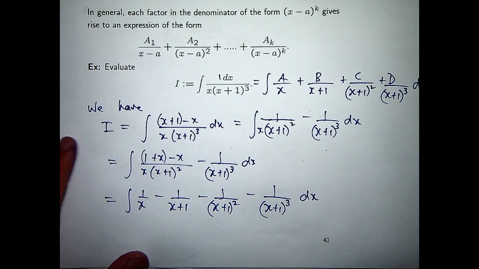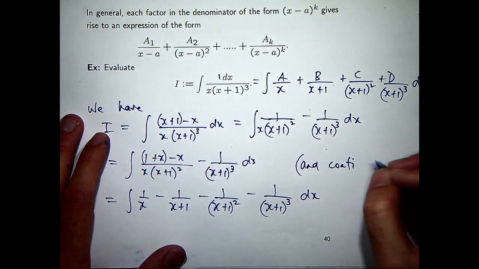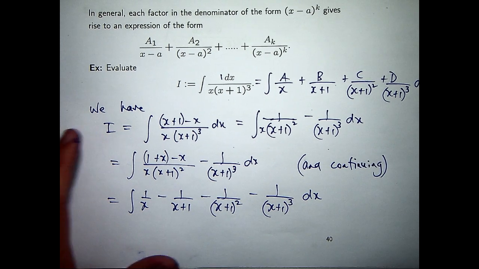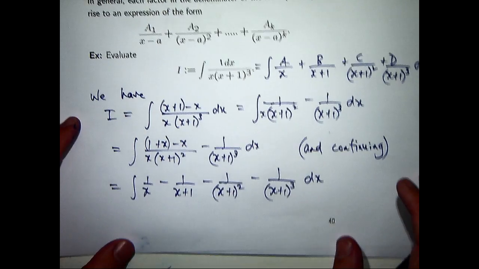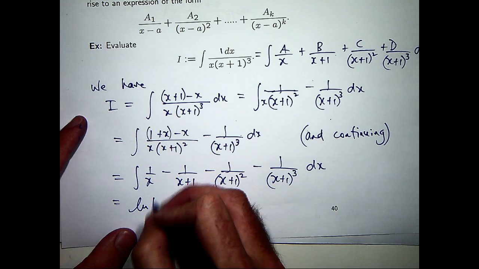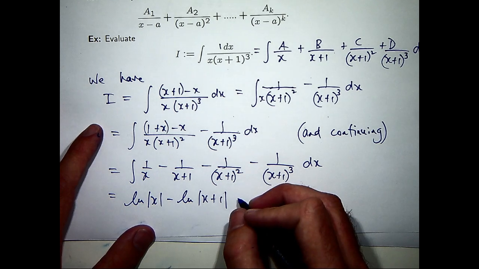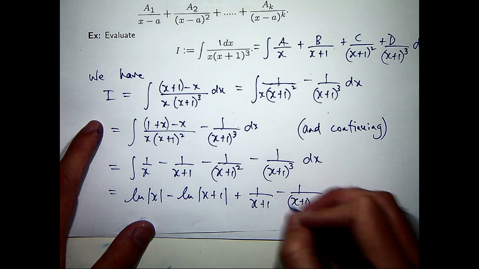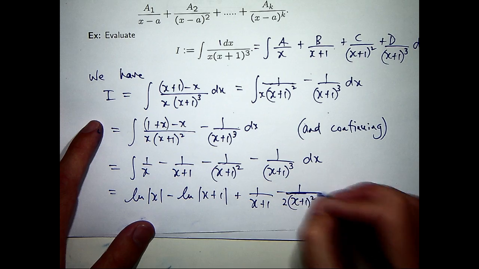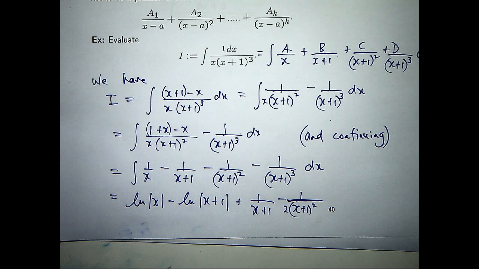Okay, so continuing in that fashion, you'll get the following. Each of those bits can be integrated. You're going to get logs in the first 2 terms and the following in the second 2 terms. So this is going to go to plus 1 on x plus 1, and this is going to go to this over 1 on 2 bracket x plus 1 all squared, plus a constant.